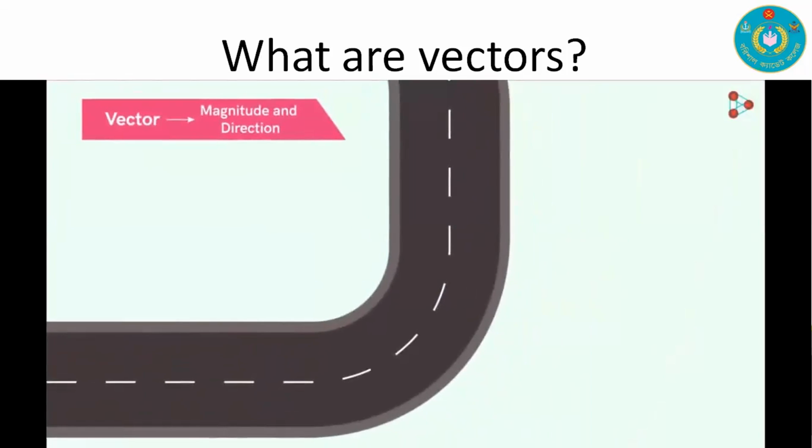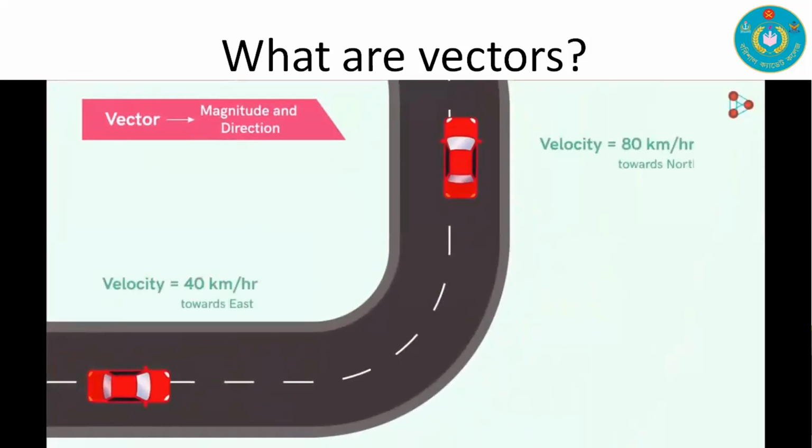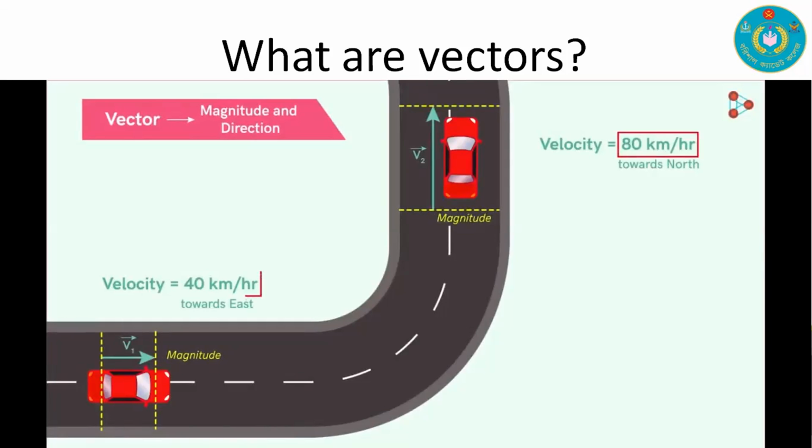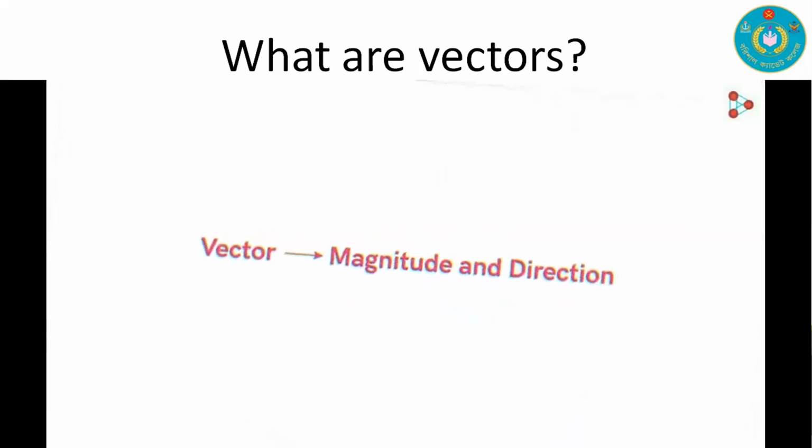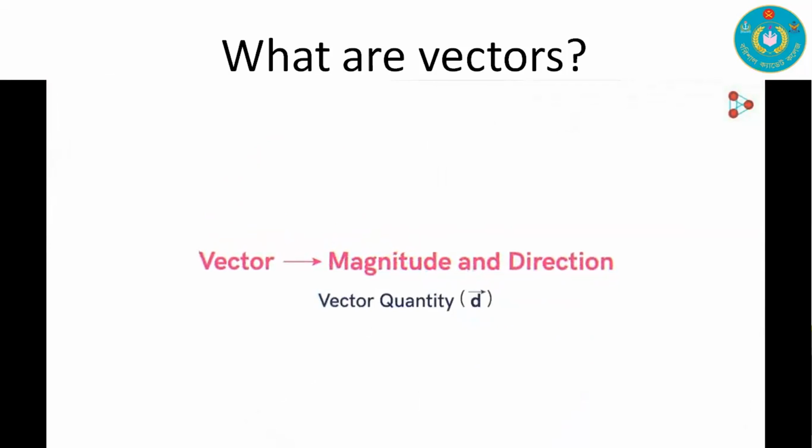Here we have another example of vector. Observe these two curves. The velocity of the first curve is v1 and the velocity of the second curve is v2. The velocity of the first curve is 40 km per hour towards east direction, and the velocity of the second curve is 80 km per hour towards north direction.